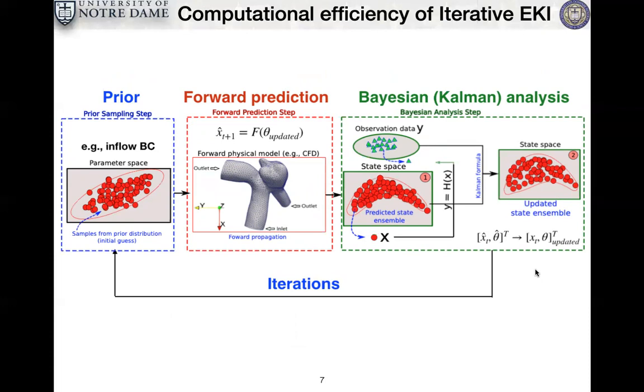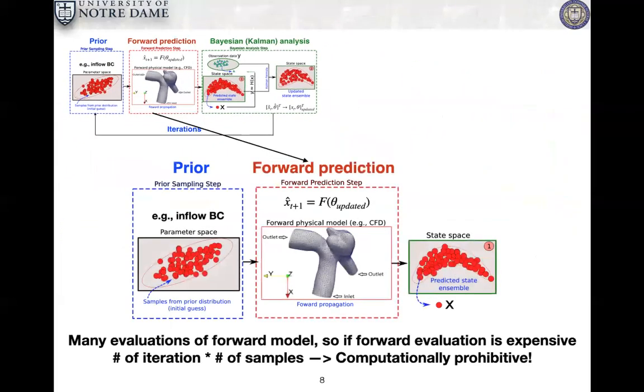However, it has another problem. Usually the simulation can be very expensive. So this method is constantly putting parameters into the forward model and conducting simulations again and again. So the computational cost of this method is proportional to the number of iterations multiplied by our ensemble size. So it can easily be computationally prohibitive.